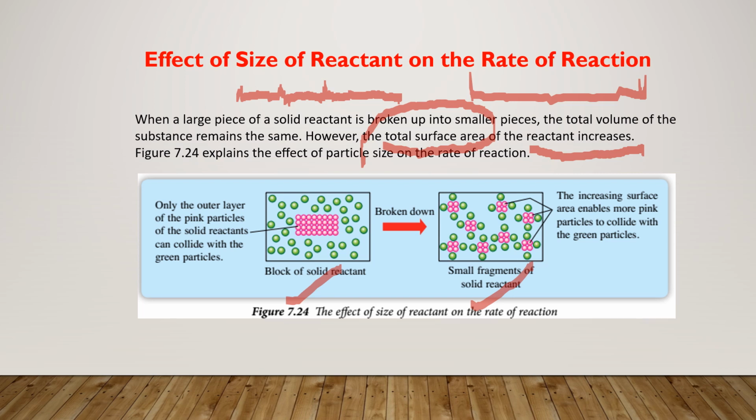Can you see? Only the outer layer of pink particles of the solid reactant can collide with the green particles. If you compare, increasing the surface area enables more pink particles to collide with the green particles. You see, green and pink, green and pink. But for this part, they only collide from the outside. That is the effect of the size of reactant on the rate of reaction.